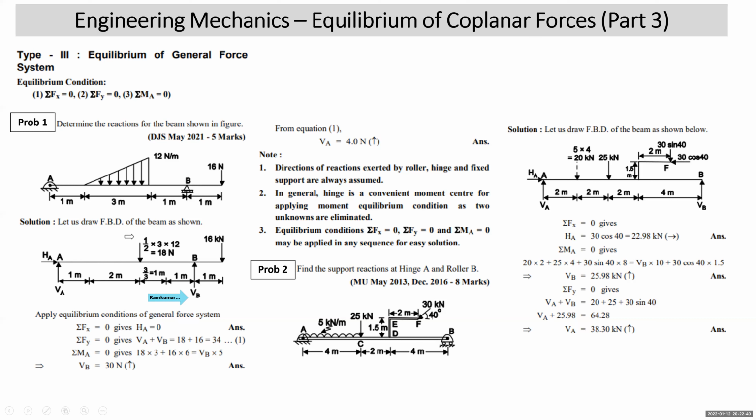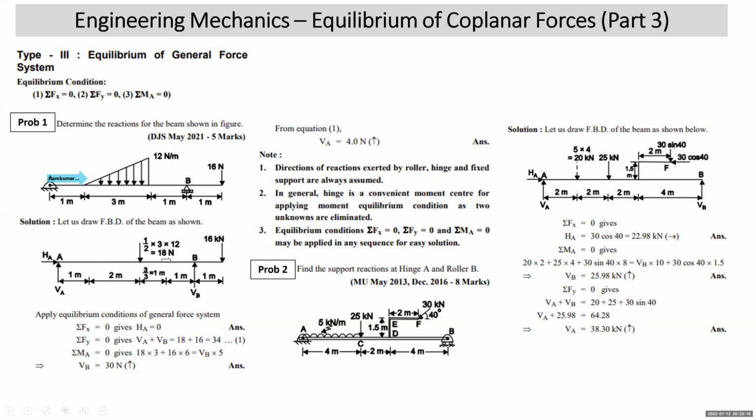This triangular load will be converted into an equivalent point load. The arrows are downward, so the equivalent point load will be downward. What is the equivalent point load? Area of the triangle. What is that? Half into 3 into 12, which comes out to be 18 Newton. Where does it act? At the centroid of this triangle. Centroid of the triangle means 1 by 3 from this end. All right. So this is 1 meter from this part and 2 meter from this end. So 1 plus 2, that is 3 meter from end A. So this 18 Newton has been shown. At what distance?